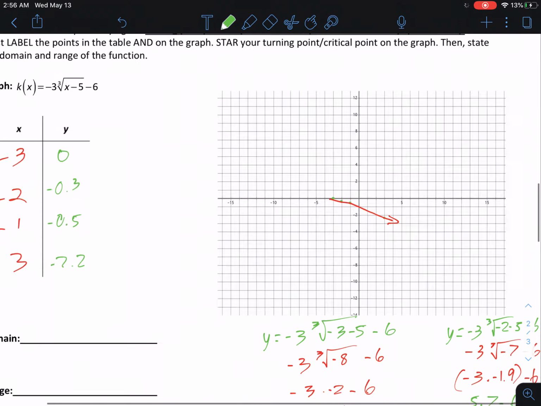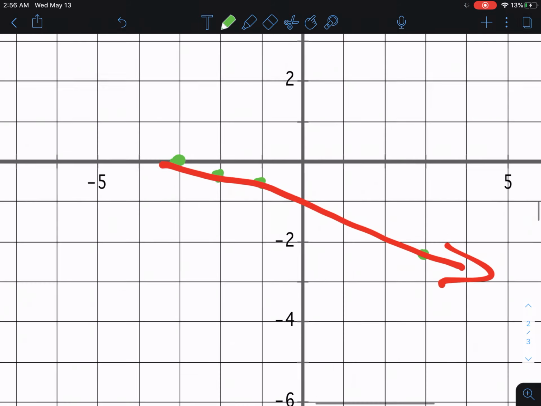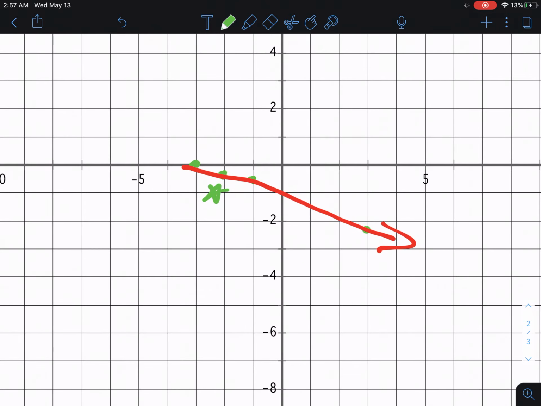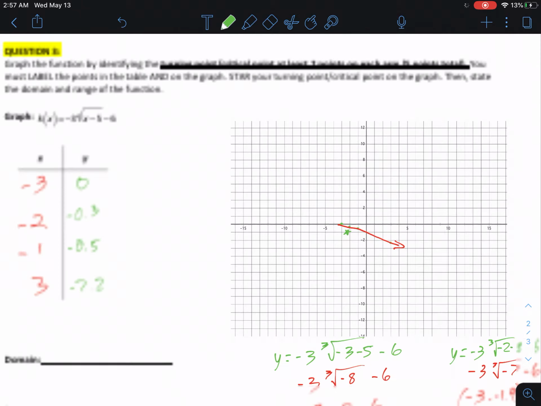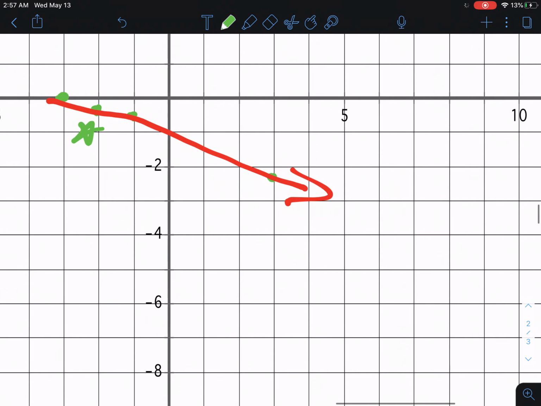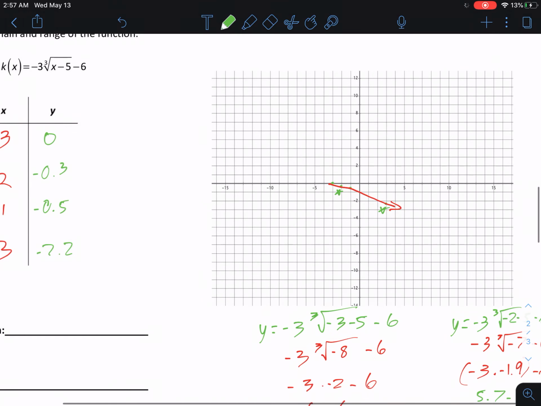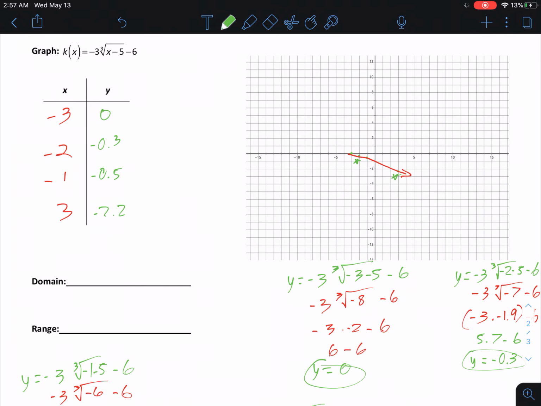And then it says in the directions we need to find 2 turning points. So there's a turning point right at negative 2.3. That's because you could see that it's going down, the points. Then there's another turning point at 3, negative 2.2, because it is also going down. And now we need to find a domain and range.